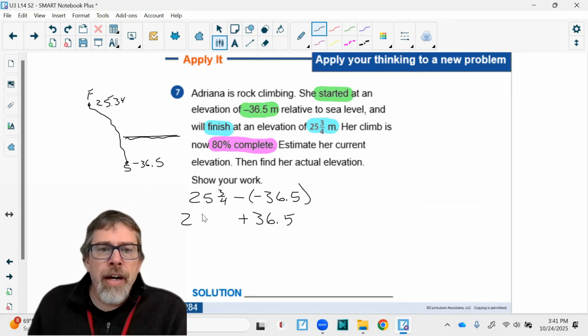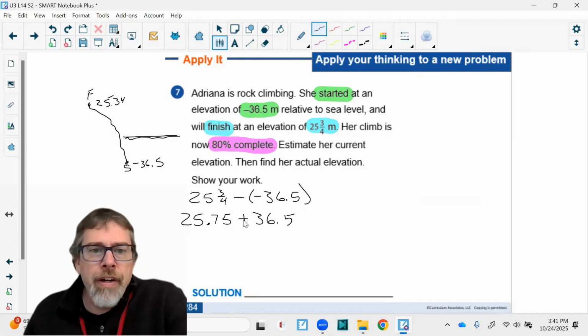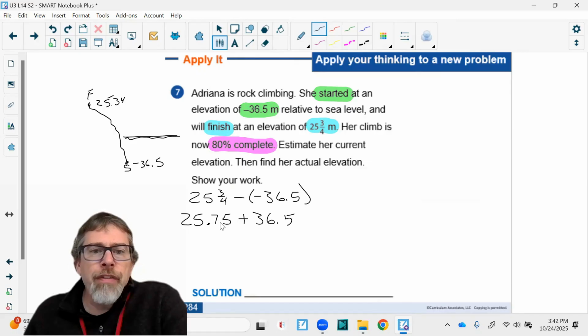So 25 and 3/4 is 25.75. That one's easy. We don't need to use long division to find that. 3/4 is 75, or 75 cents. You could think of it that way. All right, so we have 25.75 plus 36.50. I'm going to have the same number of decimal places, and then I'm just going to add them.